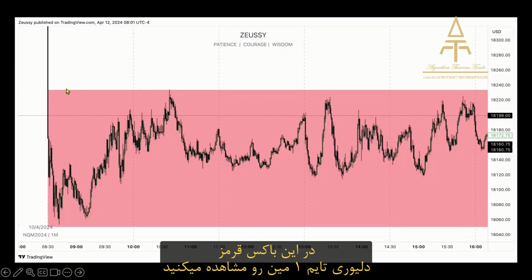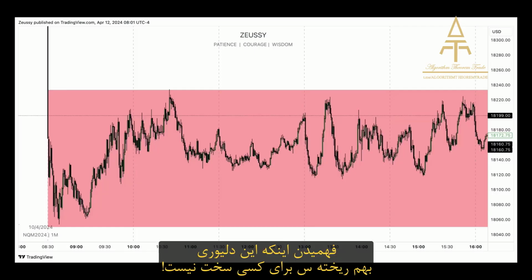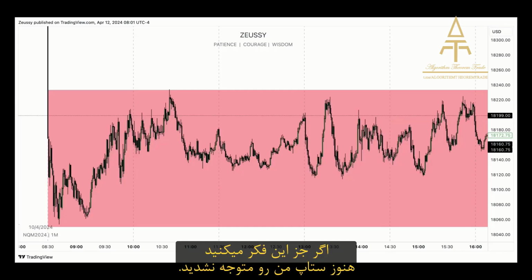Here we're on the 1 minute time frame, and this is the delivery inside that red box after CPI. It doesn't take a genius to realize that this delivery is absolutely ugly and absolutely messy. If you think otherwise, then you do not understand the model that I'm teaching you yet.